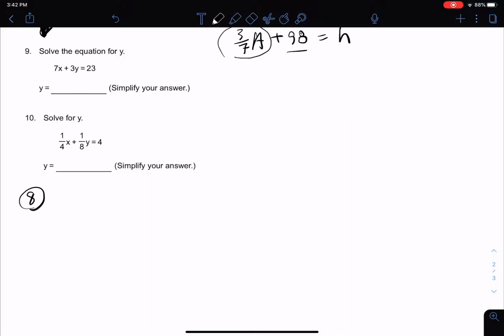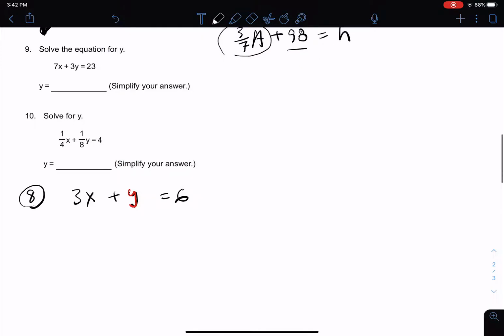So I'm going to take 8, and 8 says 3x plus y equals 6. It says we'd like you to please solve for y. And so this is going to be not too bad, right? How do we get y by itself? Well, we have a positive 3x. So if I just subtract 3x from both sides, that zeroes out, right? And I get y equals 6 minus 3x. And that would be a fine answer.